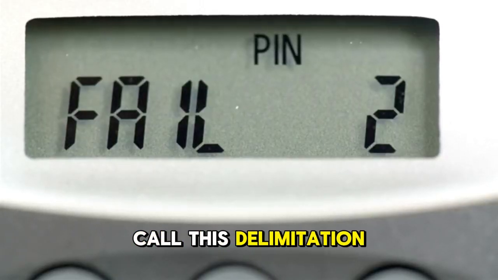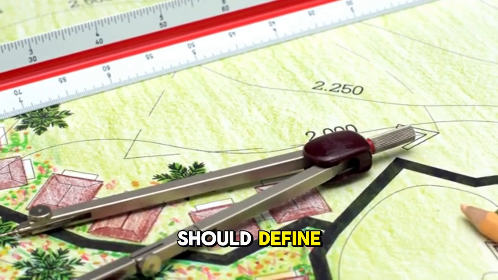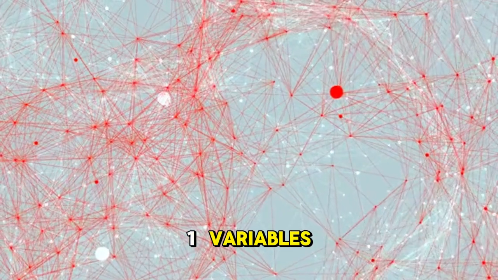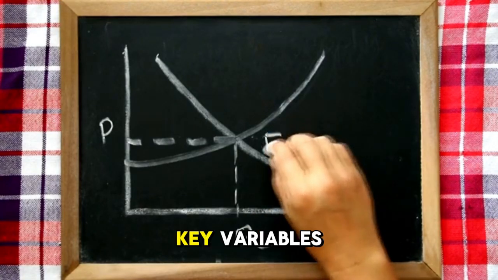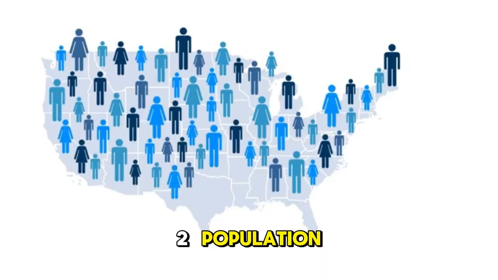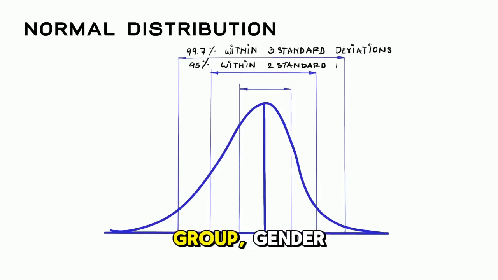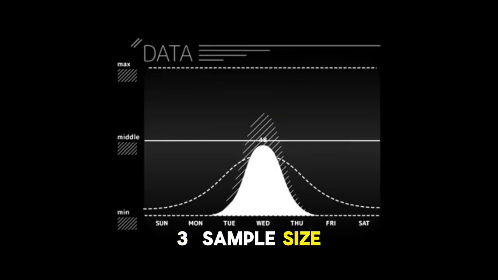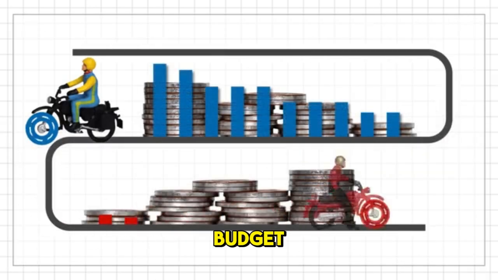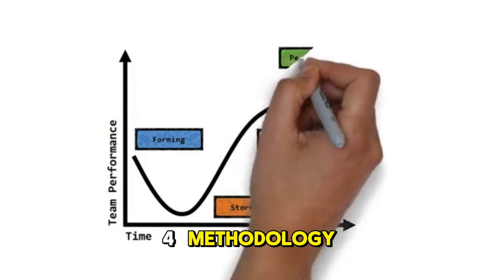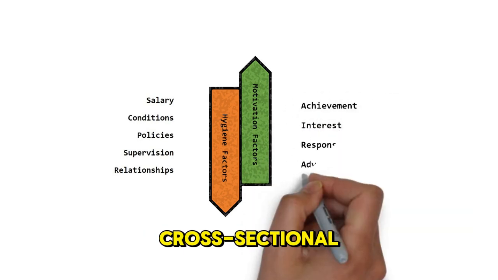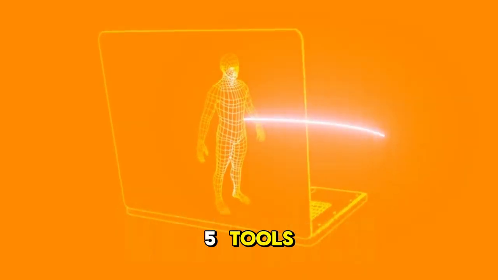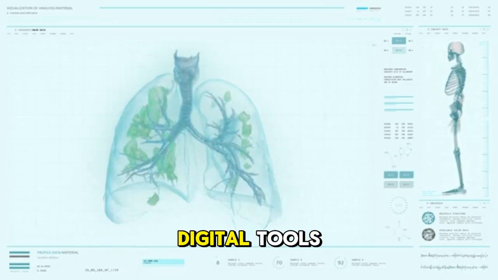Delimiting the research problem. To keep your project focused and manageable, you need to draw boundaries. We call this delimitation. Here's what you should define. 1. Variables: focus on 1 or 2 key variables. 2. Population: define your age group, gender, religion. 3. Sample size: keep it realistic for your time and budget. 4. Methodology: choose one best method. 5. Tools: use validated questionnaires or digital tools.